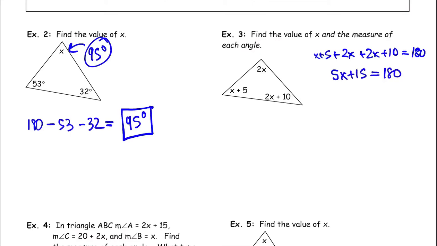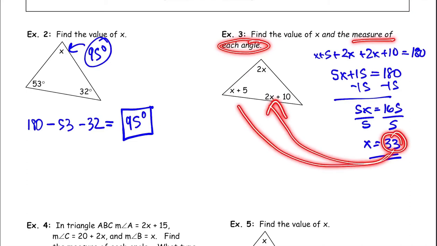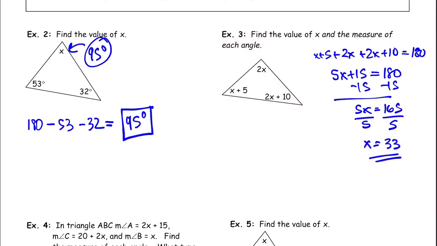equals 180. I'm going to subtract 15 from both sides. 5x equals 165. Divide by 5. x equals 33. So find the value of x. Done that. And the measure of each angle. So now I need to take this and plug it back in to find those angles. And you can write it right in the figure. That's what I usually do. I'll just use a different color here to show you I'm doing that.